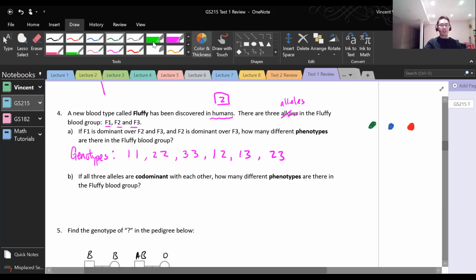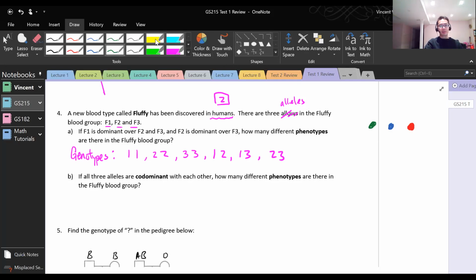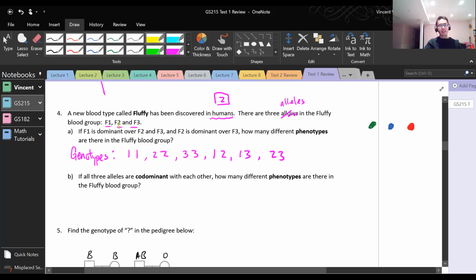Let's talk about the phenotype now. It says F1 is dominant over F2 and 3, and then 2 is dominant over 3. So when you have 1 and 1 together, this would be fluffy 1. 1 and 2 together, because 1 is dominant over 2, that's what it says in the question, that's going to be fluffy 1 as well. And then that's also going to be fluffy 1. So the yellow one represents fluffy 1.